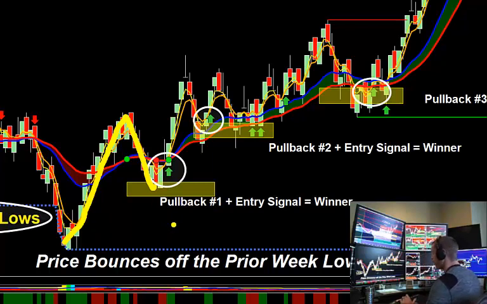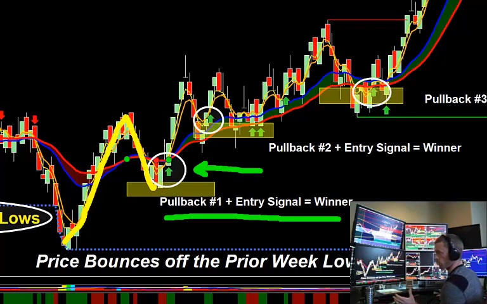We get pullback number 1 and entry signal number 1. See the arrow? Guys, this is why it's so easy to shadow trade with me. You don't need to be listening to my trade call. You're going to hear me say in the live trade room this morning, we've got to pull back into that trigger zone. Now wait for that entry signal to go long. Entry signal fires off. There's winner number 1.